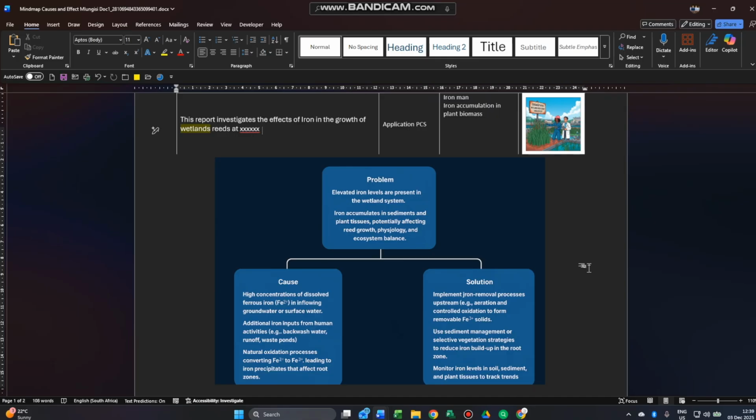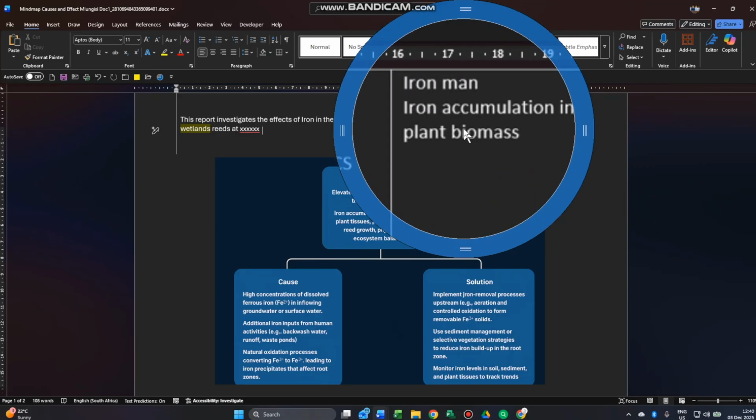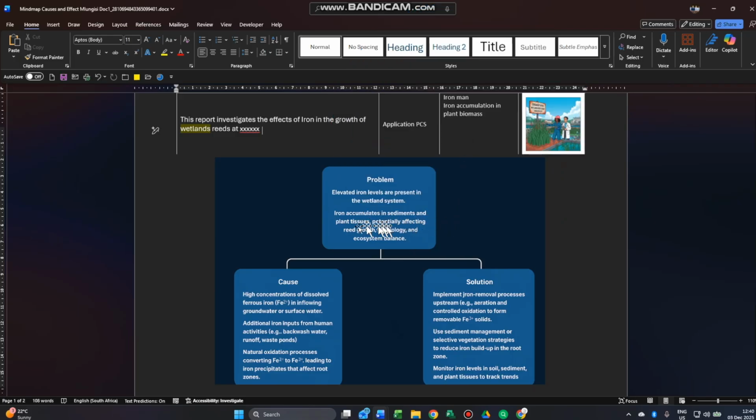And then secondly, I'm going to choose one small argument, and probably that's the one, the iron accumulation in the biomass over there. That's the argument I'm going to choose. There we go. Iron accumulates in sediments and plant tissues. And we're going to discuss ways in which we may prove that using the tools at our disposal.